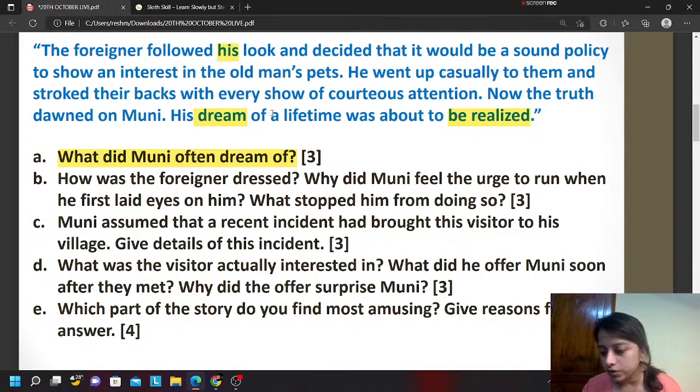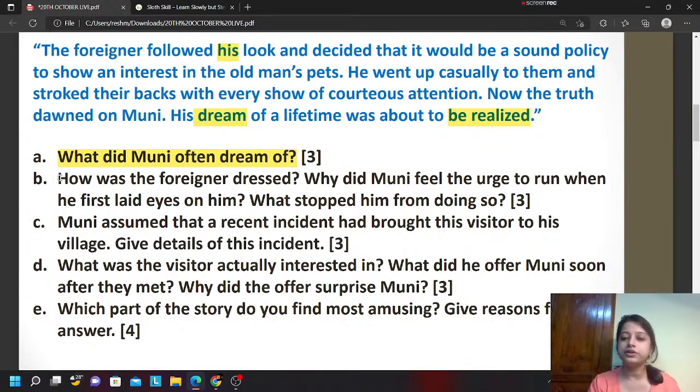Muni often dreamt how he would put up a thatched roof there, spread a gunny sack out on the ground and display on it fried nuts, colored sweets, and green coconut for the thirsty and famished traveler. Perfect answer, Mayank. We will move to the next one.